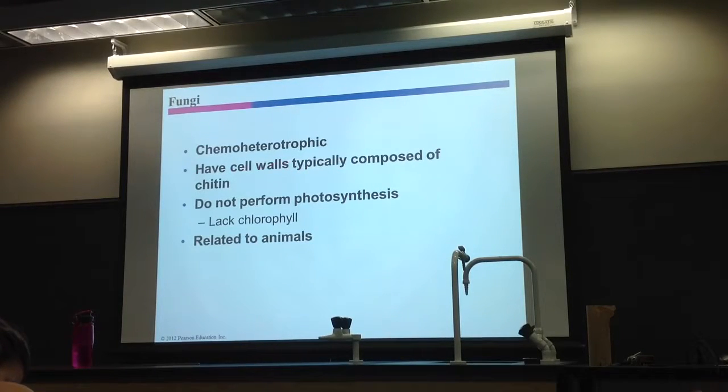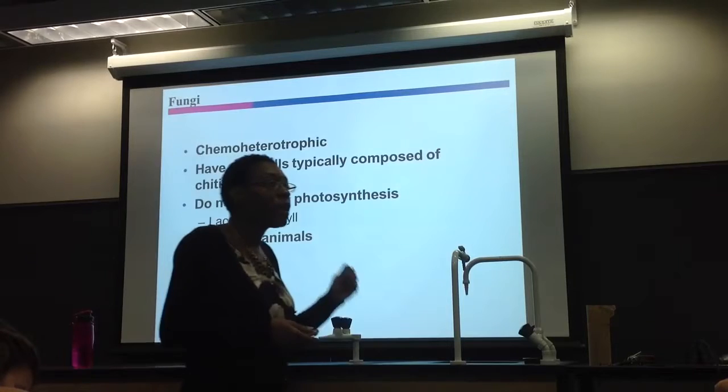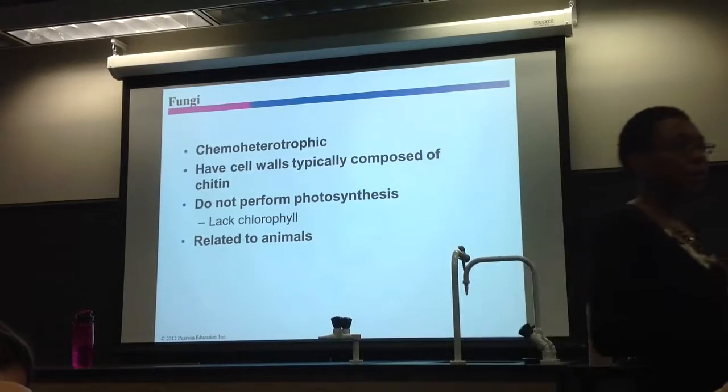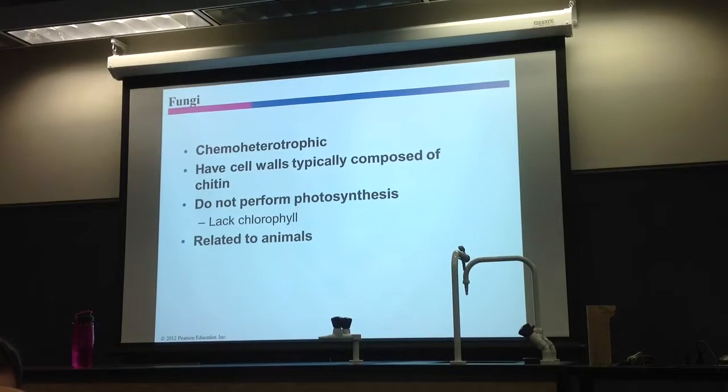Now, they have cell walls, and in their cell walls they have chitin. Chitin is the same polysaccharide found in the exoskeleton of insects. Same deal, except they have it in their cell walls. They are non-photosynthetic. That's why they're not plants. They lack chlorophyll because they're not green. And they're related to animals in terms of having to go out and find your food.